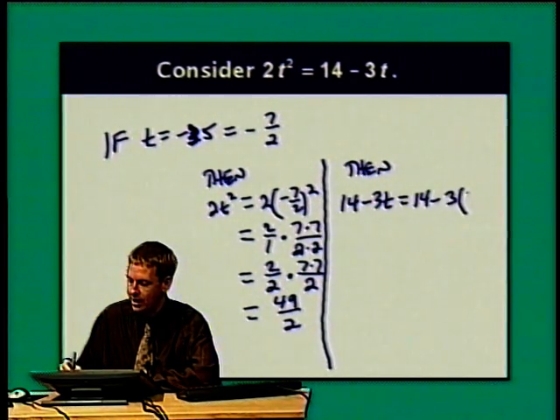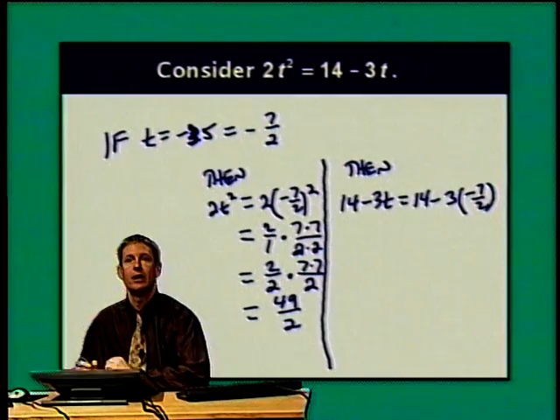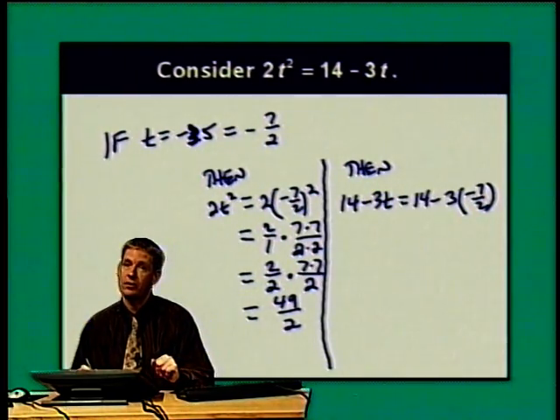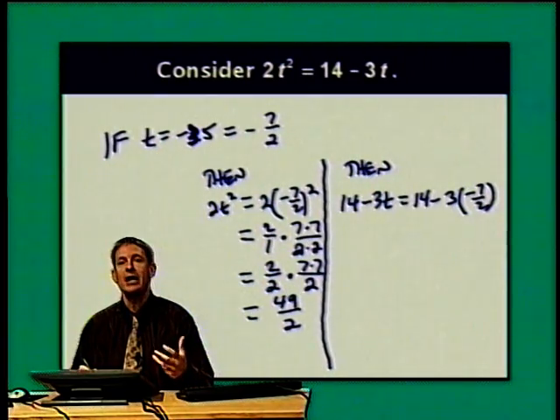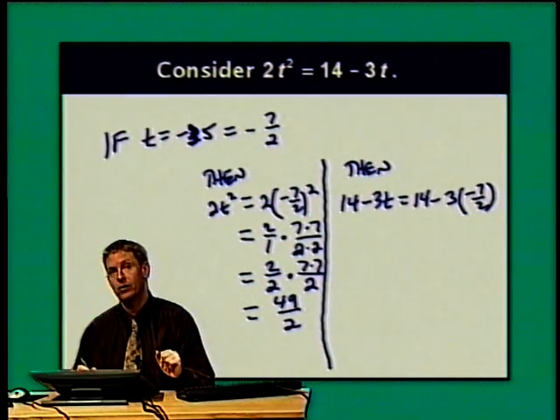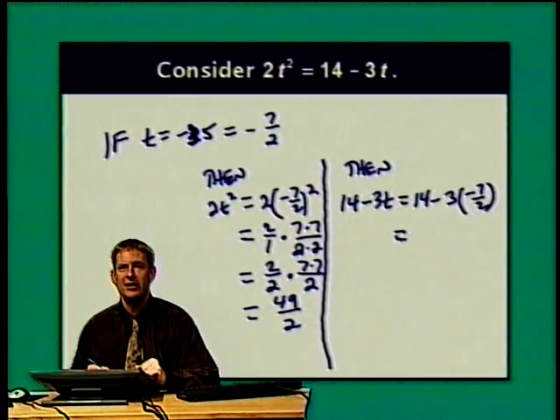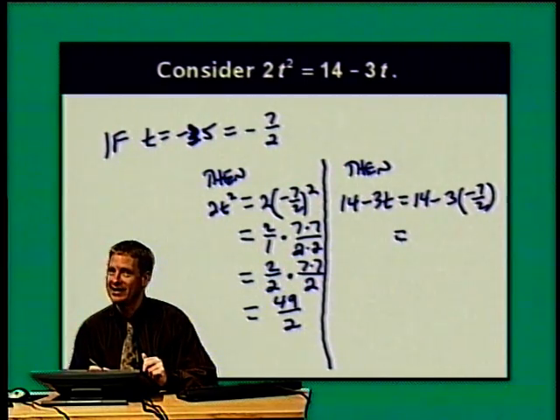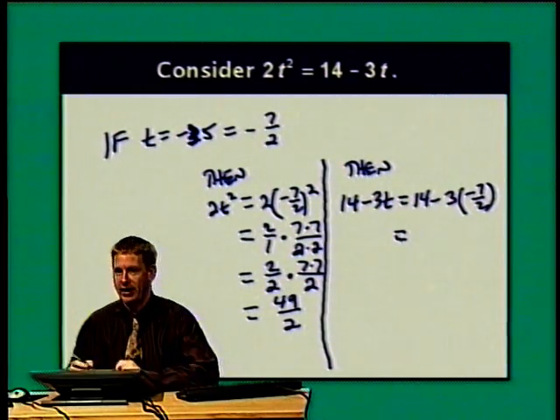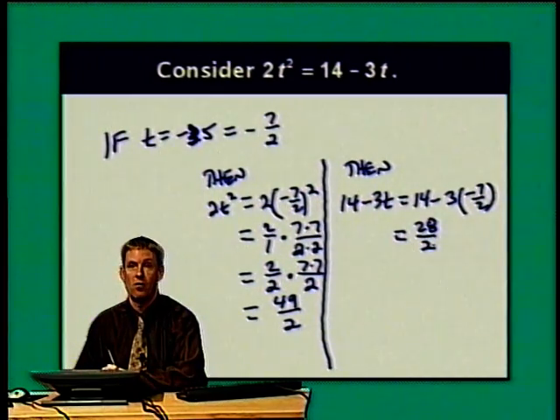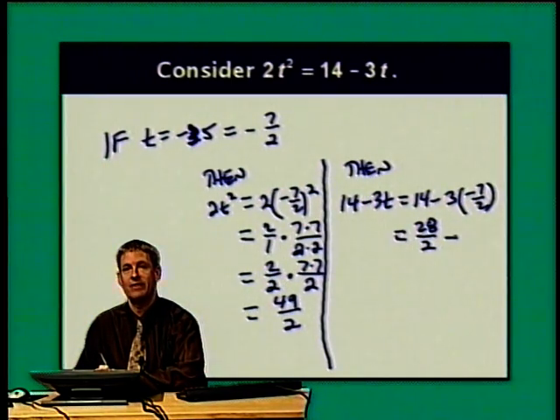Again, if t is negative 7/2, then our right side expression, which is 14 minus 3t, becomes 14 minus 3 times negative 7/2. Again, I'm going to be thinking ahead here. I know when I multiply 3 times negative 7/2, I'm going to end up with a fraction that has a denominator of 2. So I'm going to go ahead and write 14 in a form that has a denominator of 2. 2 goes into 28 14 times, so written with a denominator of 2, 14 is equivalent to 28 over 2. I need to subtract from this 3 times negative 7/2.